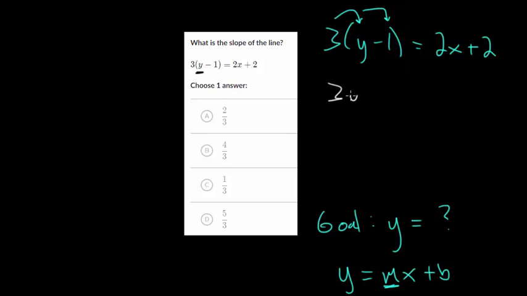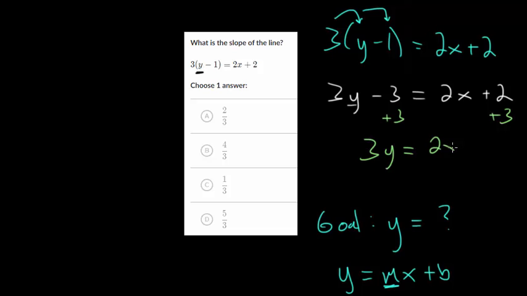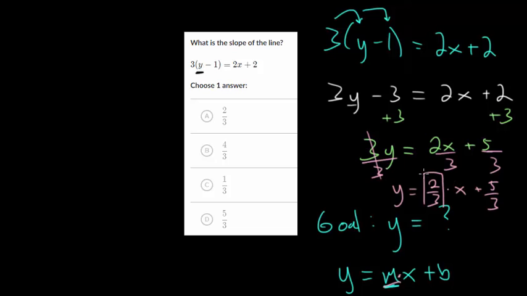So when we distribute, you get 3y minus 3. 3 times negative 1 is negative 3, equals 2x plus 2. I want to solve for y, so I'm going to move the minus 3 over here. So I will add 3 to each side. And so I get that 3y is 2x plus 5. And lastly, to cancel out that multiplication by 3, I'm going to use division. So divide everything by 3. And with that, I get that y, since 3 over 3 is 1, so those cancel, is 2/3 times x plus 5/3. And so the coefficient on x, the number multiplied by x, is our slope. And in this case, it's the number 2/3. So choice letter A would be our final answer here.